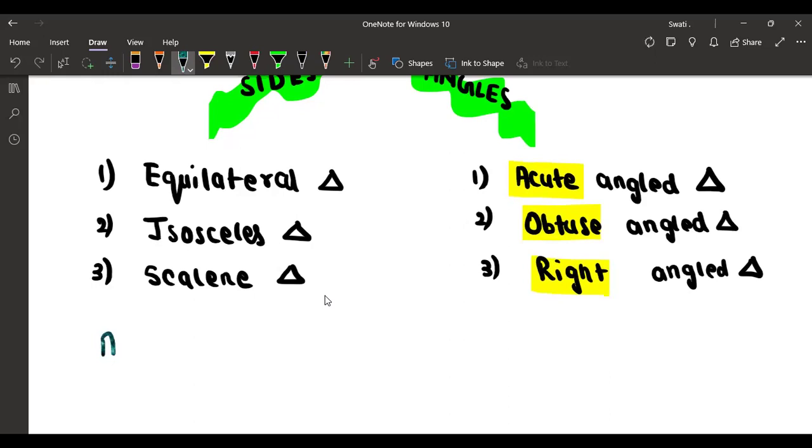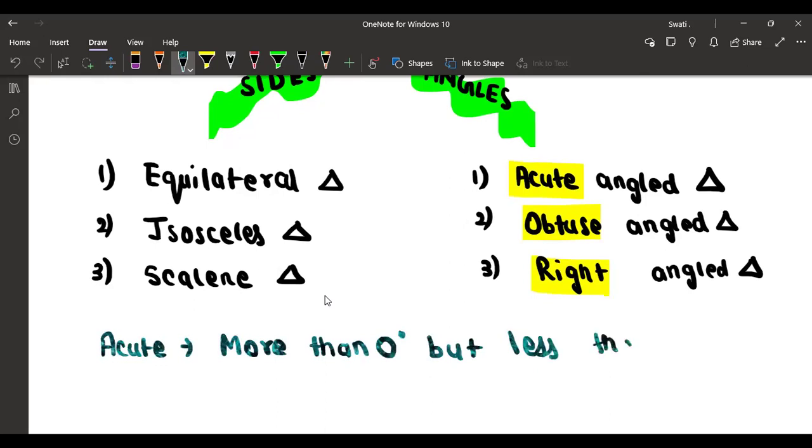It's one angle is 90 degree. Acute angle meaning the angle will be more than zero, but less than 90 degree. That is the meaning of acute angle, right? But that is acute angle triangle. That means that triangle in which all the three angles are going to be acute. That is the meaning of acute angle triangle.